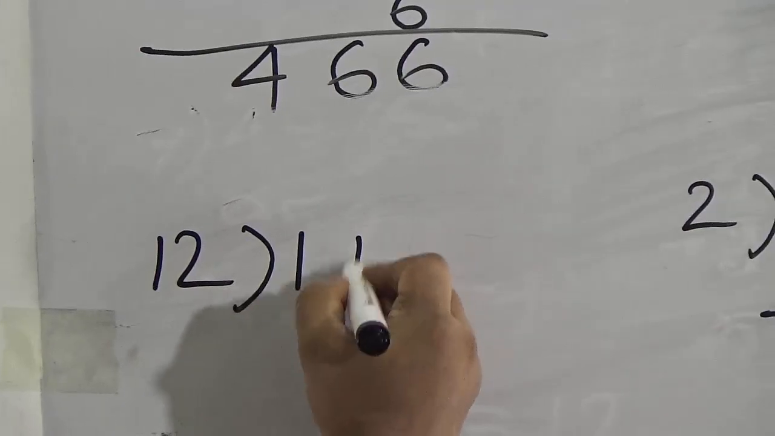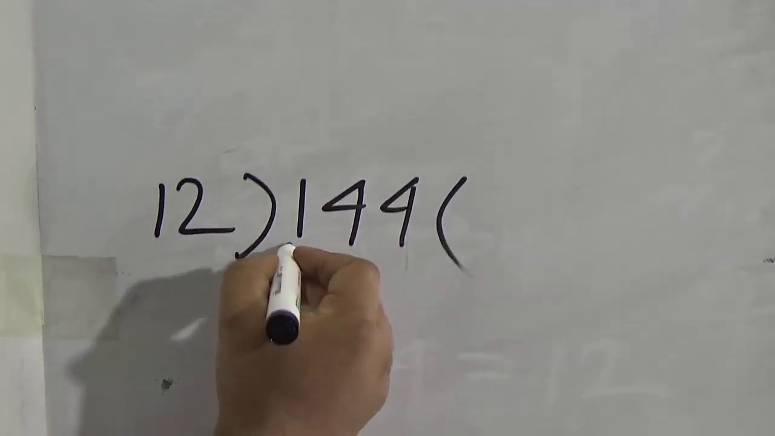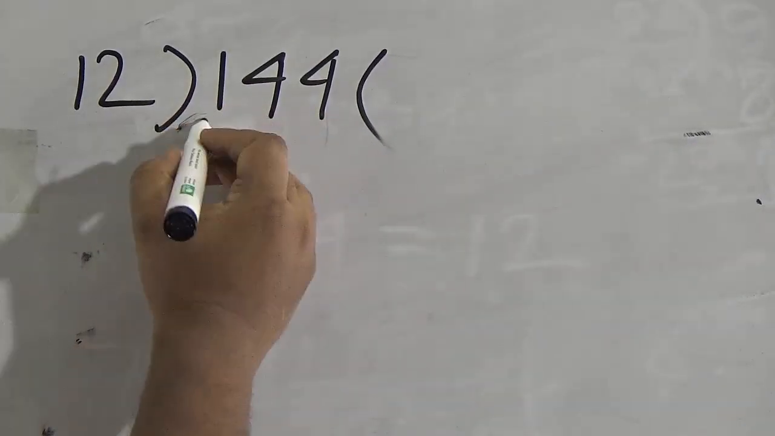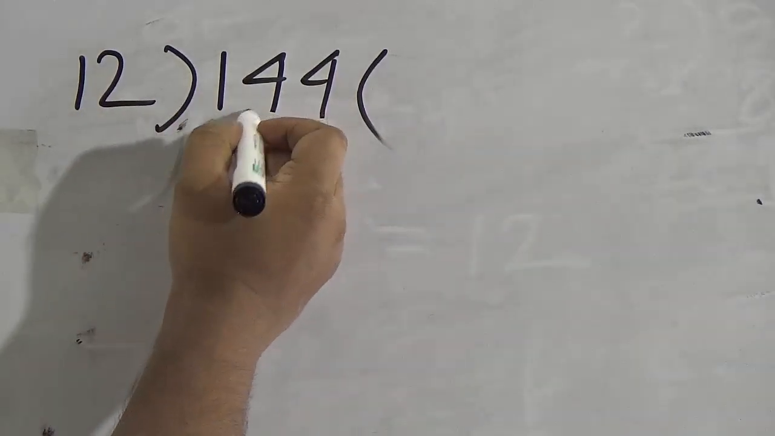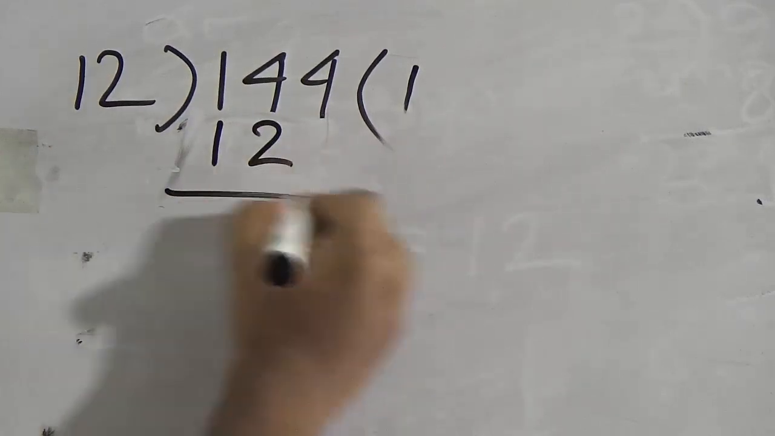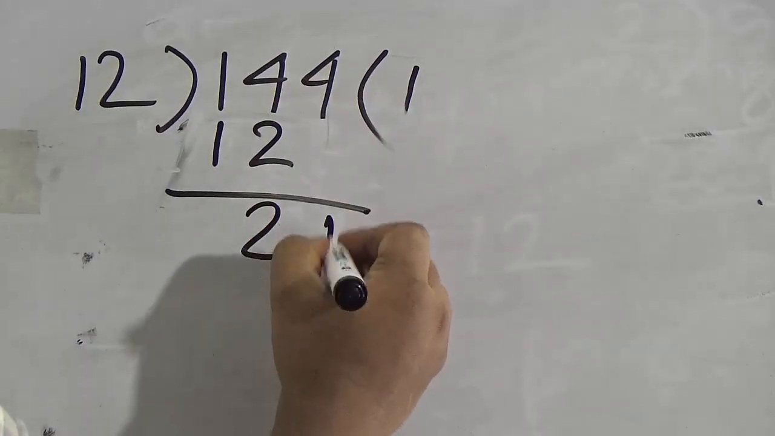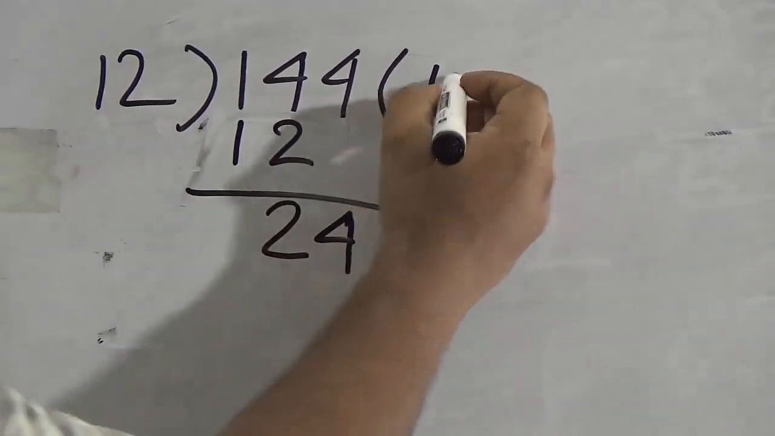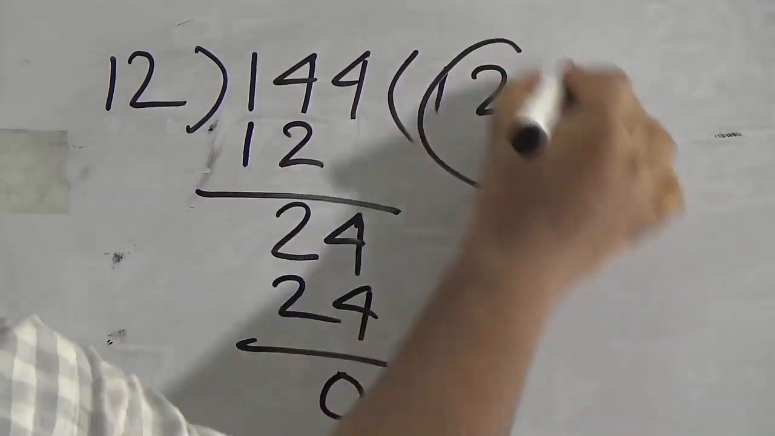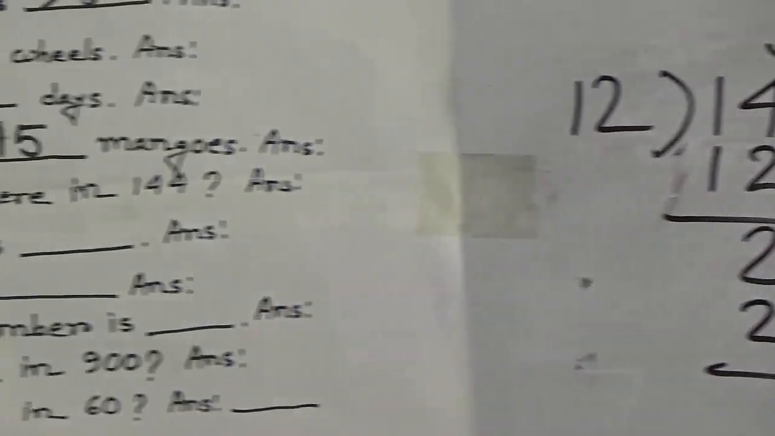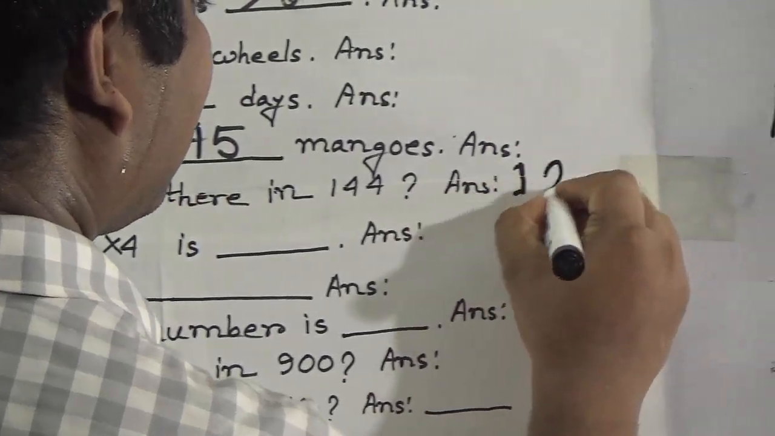12 divided into 144. At first we take one digit, which is 1. It is less than 12. For this reason we consider 2 digits. That means 12 in 14, 12 goes in 1 time. That means 12 ones are 12. If we subtract 12 from 14, then we get 2 and 4 is here. In 24, 12 goes in 2 times. So 12 2s are 24. So we can say that in 144 there are 12 dozens. So we write here 12.